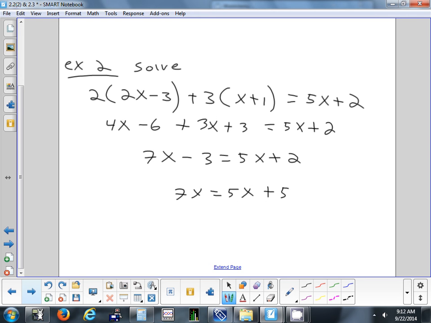Okay, my next step, how about Josh? Subtract 5x from the side. What's that going to give me on the left? 2x. 2x equals 5. And lastly, divide by 2. Okay, so x equals 5/2.